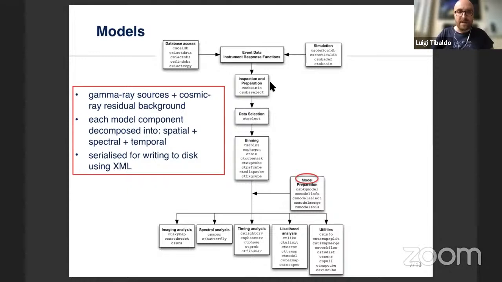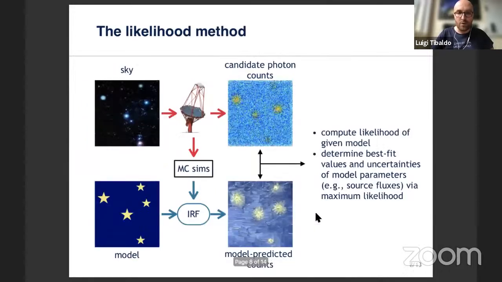Once you have your model and your data, you can compare them through analysis that can be done in several different flavors that are represented by the boxes on the bottom of the slide. You have imaging analysis, spectral analysis, timing analysis, likelihood analysis, and on top of that, you have some utilities. And I will be explaining more in detail how the analysis works in the following slides.